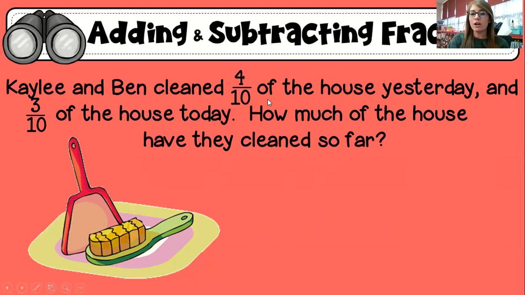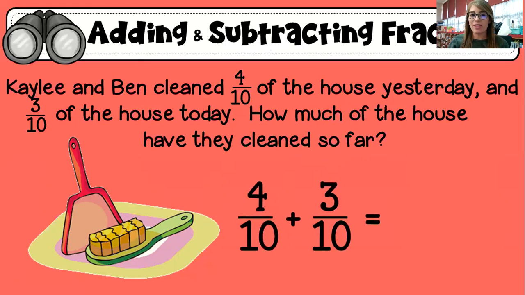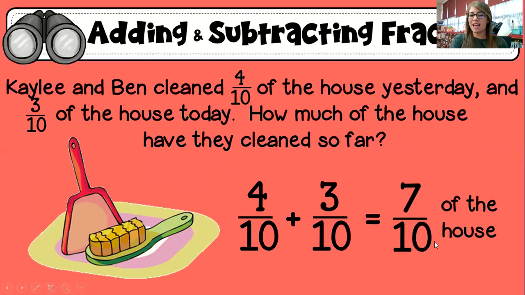Okay, so that means that we are going to have to do what to these 2 fractions? Very good. We are going to have to add them together. All right, 4/10 plus 3/10. Mental checklist. Are my denominators the same? Yes, they are. They are both 10, which means we can just focus right here. 4 plus 3 is 7. Very good. And our denominator stays the same. So far they have cleaned 7/10 of the house.